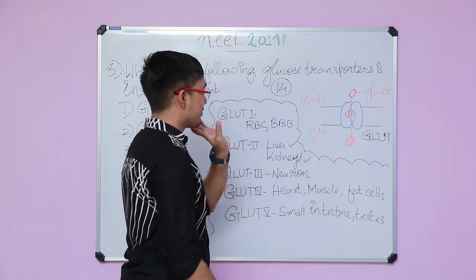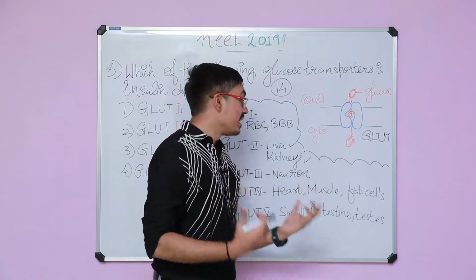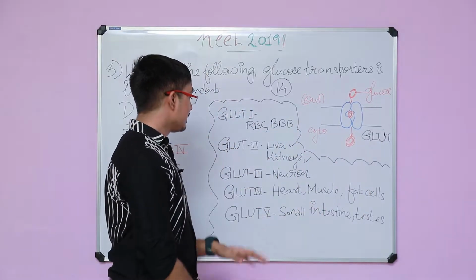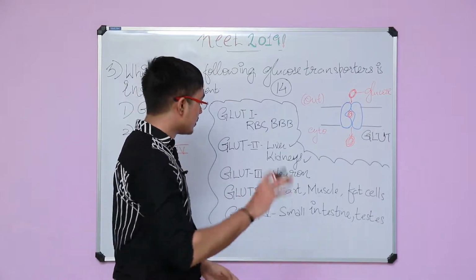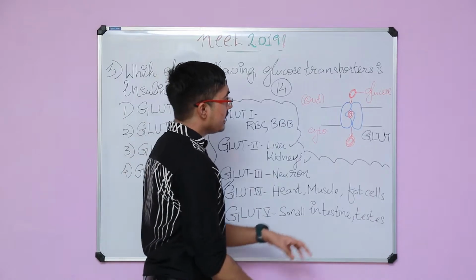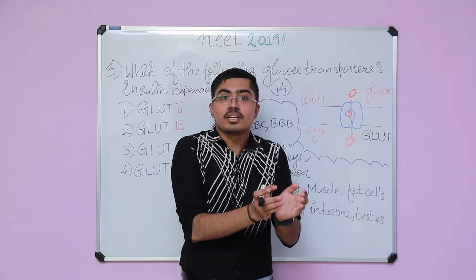Now GLUT4 is what we are talking about. It is present in heart, skeletal muscle, that means the muscle you can move, and fat cells. So in adipose tissue, heart and muscle, GLUT4 is present. This is the answer that we are talking about. This is insulin dependent. GLUT4 initially will be present inside the cell. The cell is synthesizing this and storing it in some vesicles.